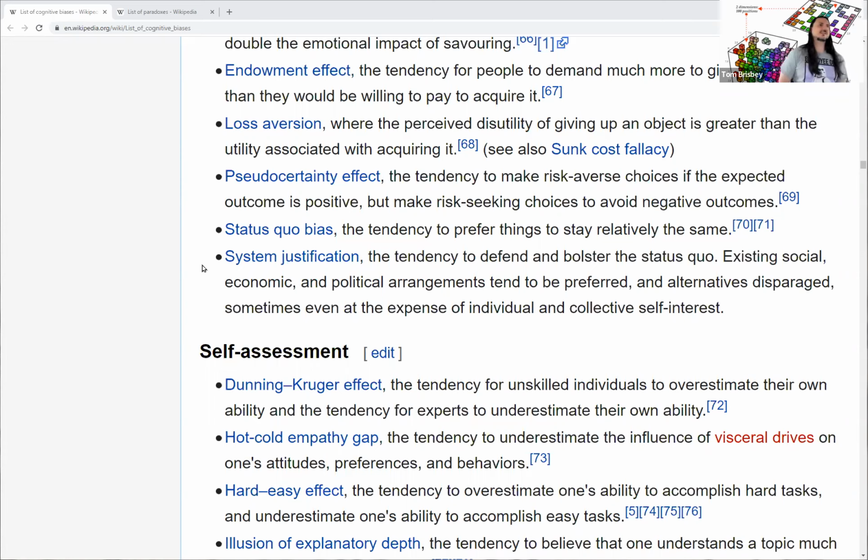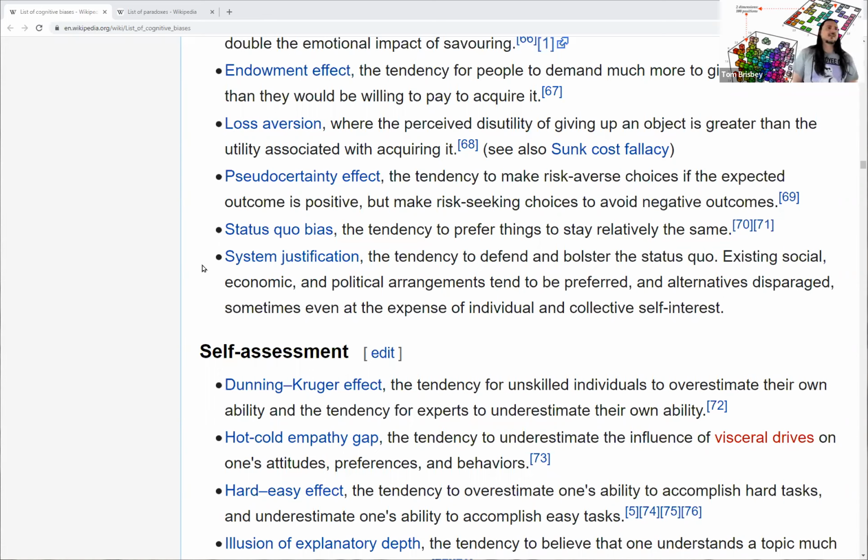Status quo bias, tendency to prefer things to stay relatively the same. Yeah, that's the ignorance of entropy. That's a denial of, a blindness to, entropy. Things change, they die. If they're staying the same and they're getting worse and you don't see it, that's what it means if something stays the same. It's dying and you can't see how.